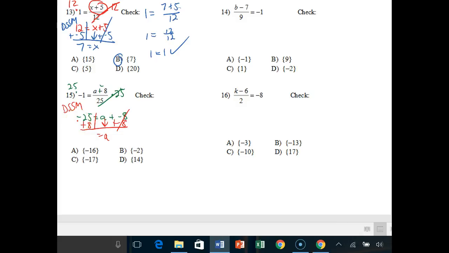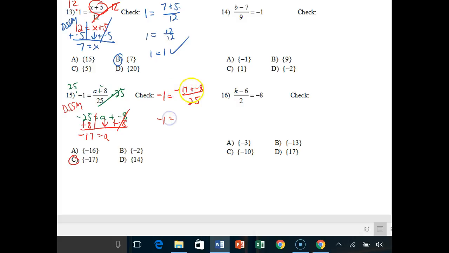Negative 25 plus 8 is really like 25 minus 8. So I get 17, but it's negative 17 because I had more negatives. So C is my answer. So rewrite negative 1 is equal to negative 17 plus negative 8 over 25.